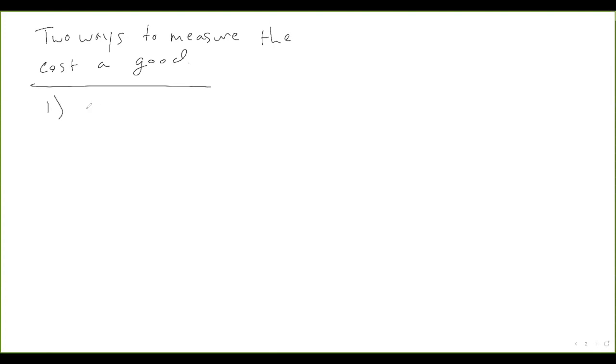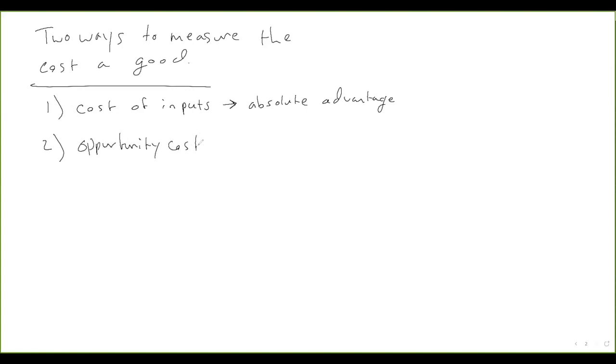But first, I'll motivate this by saying that there's two ways to measure the cost of a good. So one is we can measure the cost of the inputs required, right? And that's what we just did with absolute advantage. So if we're evaluating the cost of a good based on the cost of its inputs, that's absolute advantage. But if you recall, there's another way to measure the cost of a good, which is through its opportunity cost. And this is going to correspond to what we call comparative advantage.